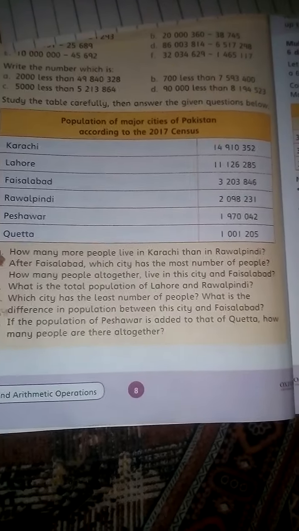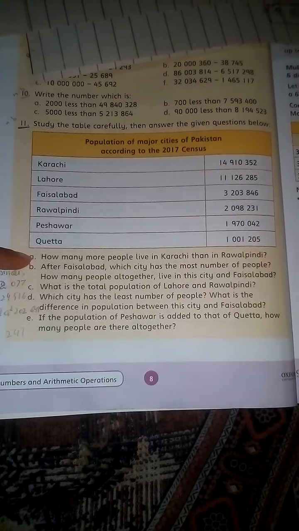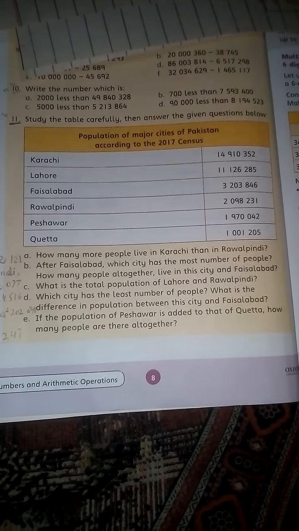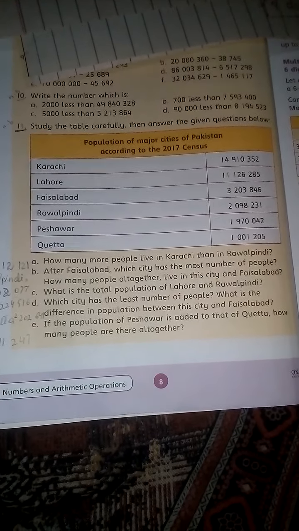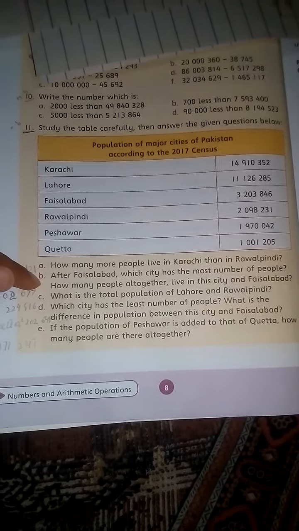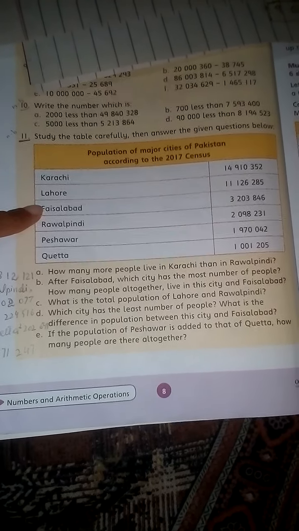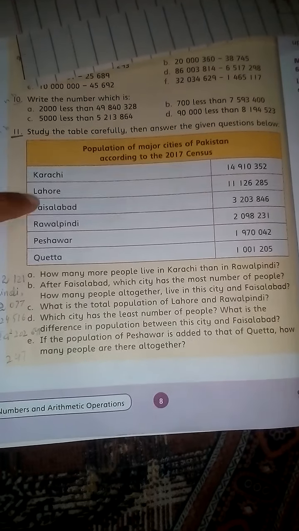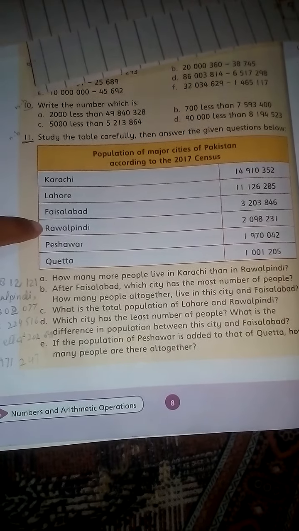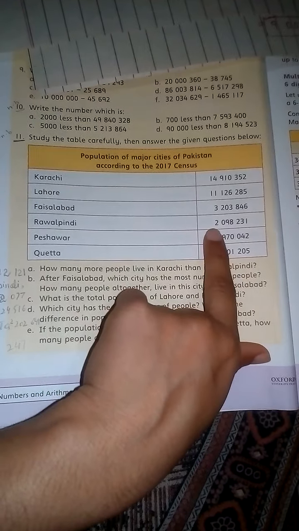So the first question, part A, is: how many more people live in Karachi than Rawalpindi? What is the meaning of more? Add these numbers. You have to add the population of Karachi and Rawalpindi, and you have the answer. Second is B: after Faisalabad, which city has the most number of people? There is Faisalabad, and after Faisalabad you have to see Rawalpindi. So the answer is Rawalpindi, and you mention the population of this city.